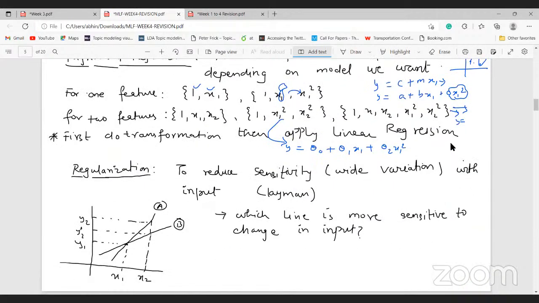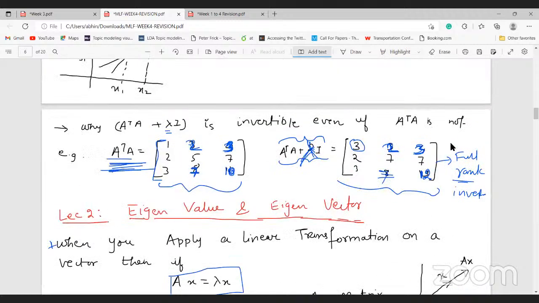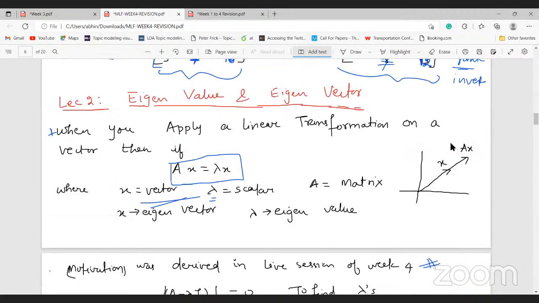Next, regularization is also not important from the exam point of view. Eigenvalues and eigenvectors are very important. I think you people may have seen the tutorial, so the concept of eigenvalue and eigenvector is clear from that. And for the numerical part, you have to use Ax equal to lambda x.